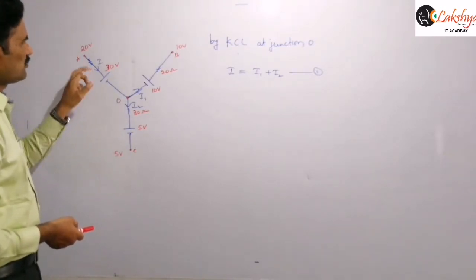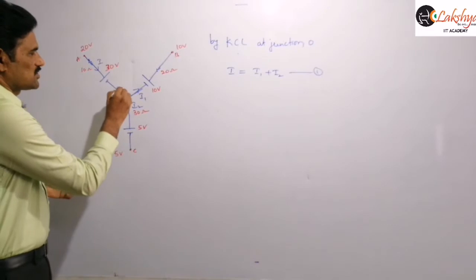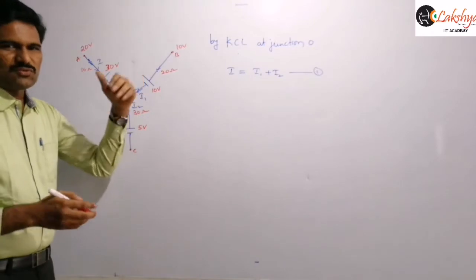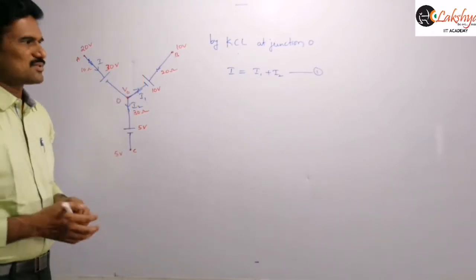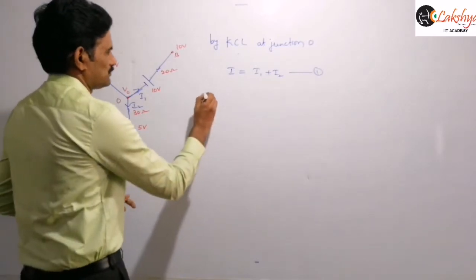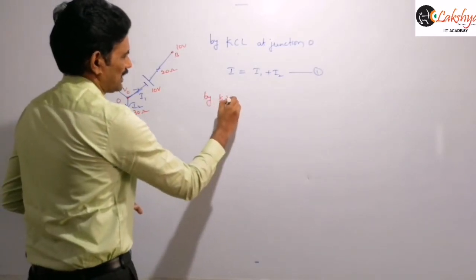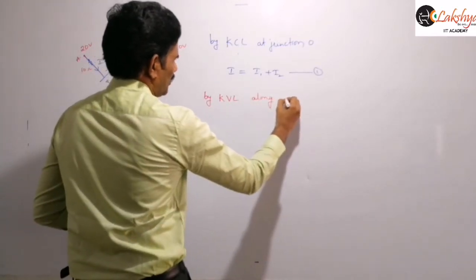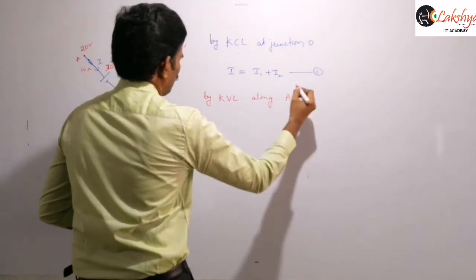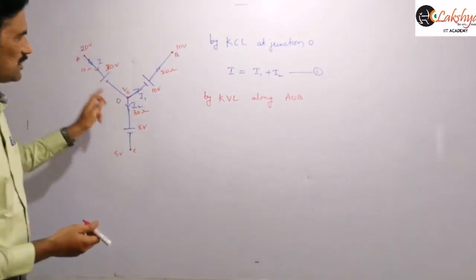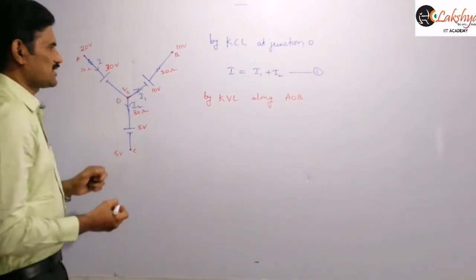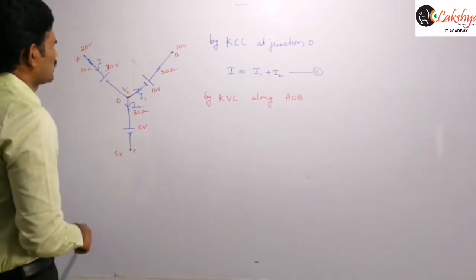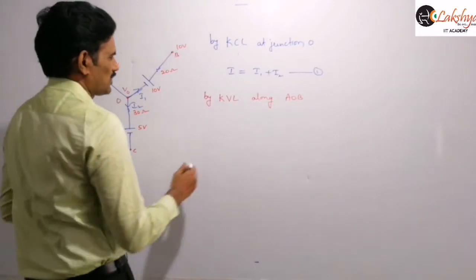You can apply Kirchhoff law from here, and this is V0, let us assume here again. Then you can write the Kirchhoff law starting from one point to another point. We know how to apply it between 2 points. So I am writing this by KVL, Kirchhoff voltage law, along AOB. That means along that AOB direction I am writing the Kirchhoff voltage law.